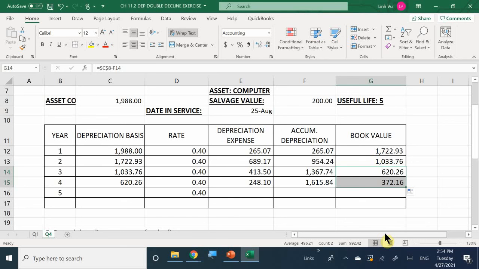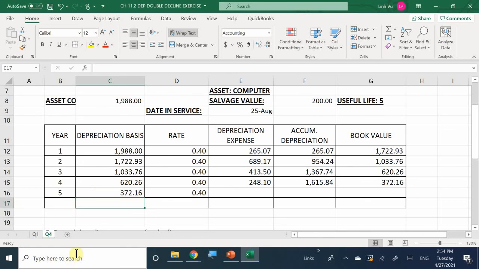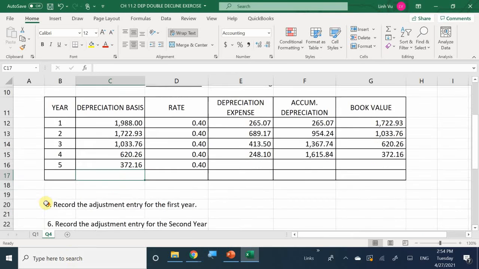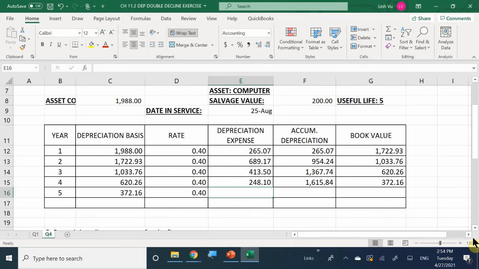So therefore, we still got $372.16 left in my book value. So therefore, we can continue on to the 5th year. All right. So what happened as of year 5? 372.16 for the depreciation basis. And this is where our book value at the end of the year has to be $200, correct? Well, let's just go through it, solving the rest, and we'll answer that question in a second.